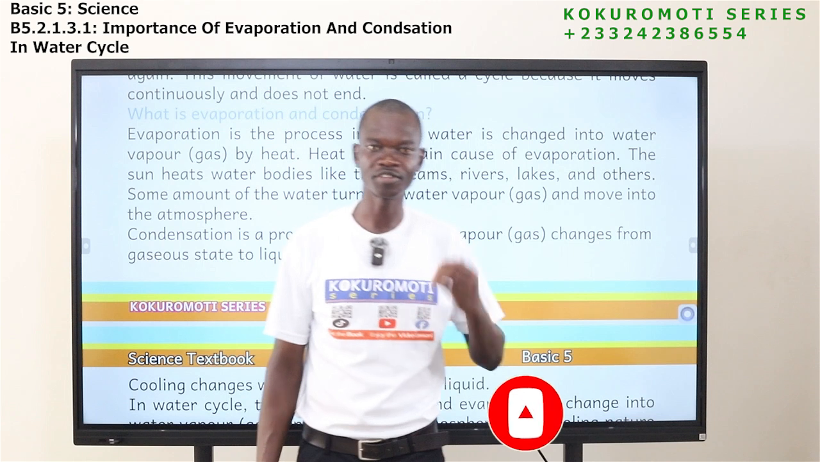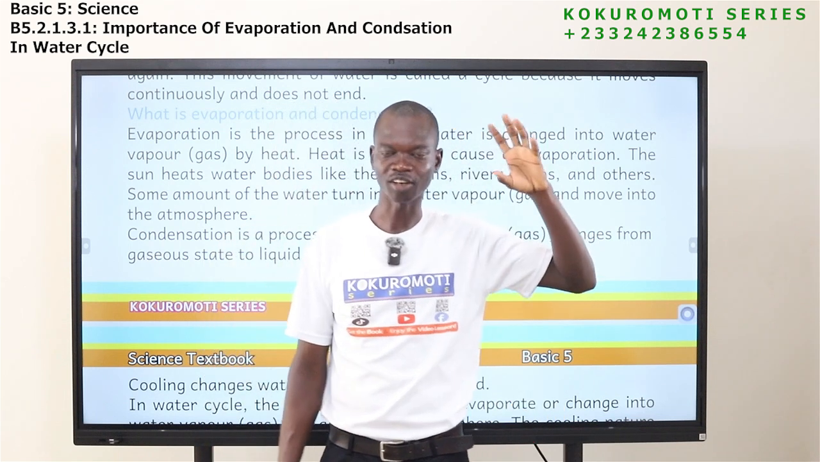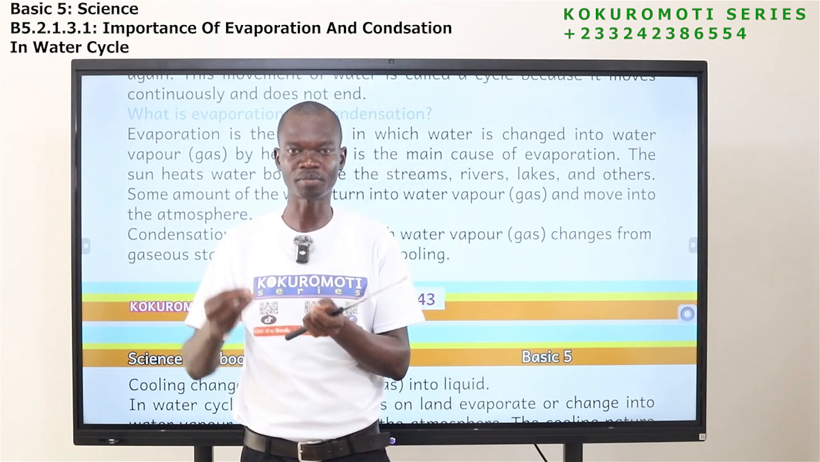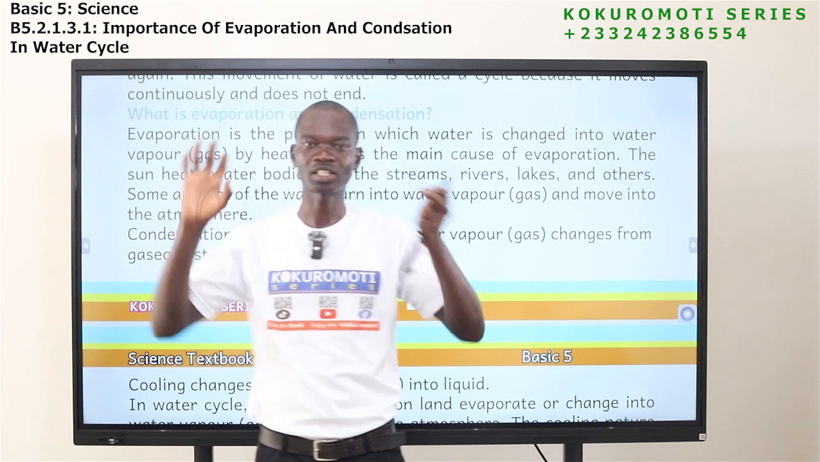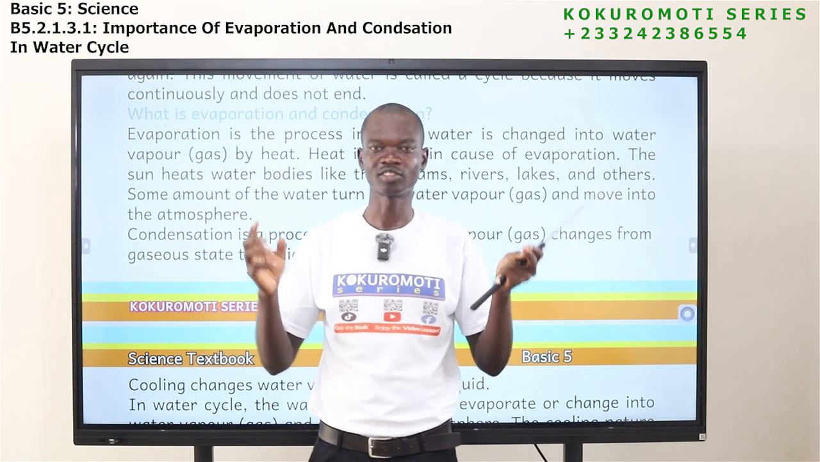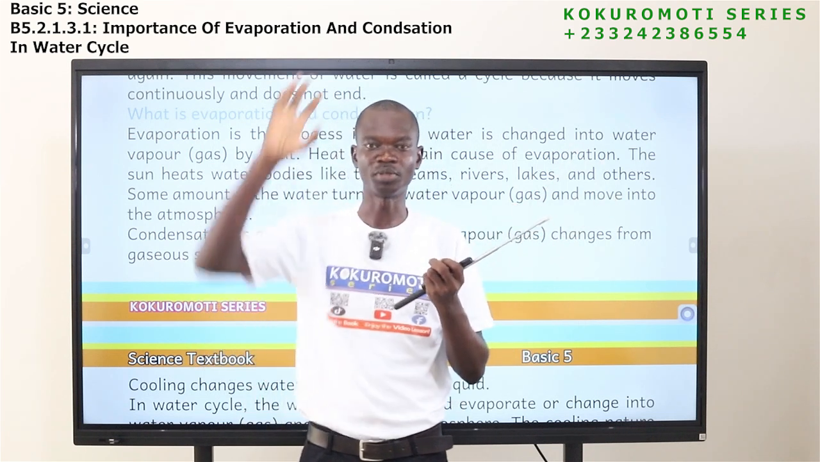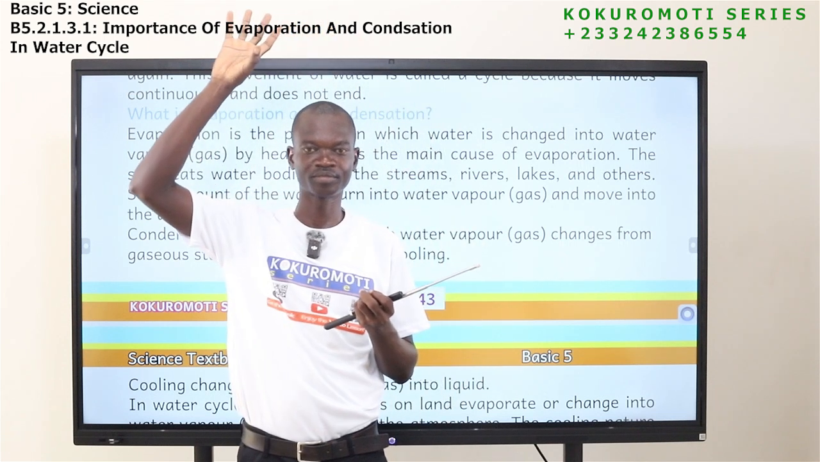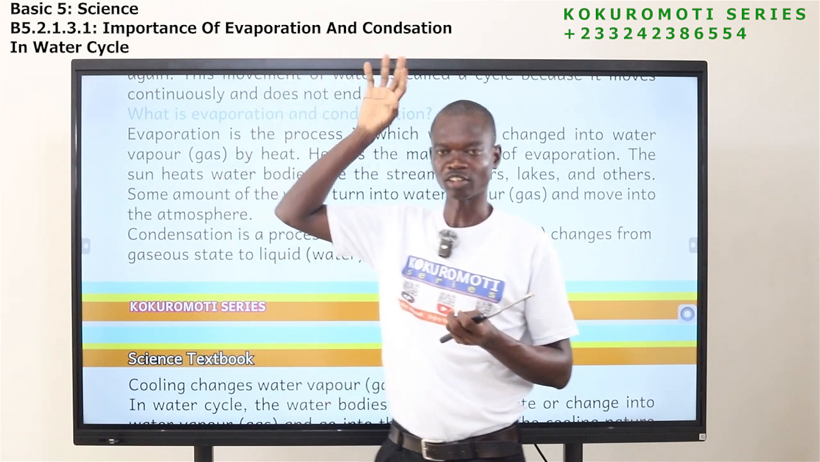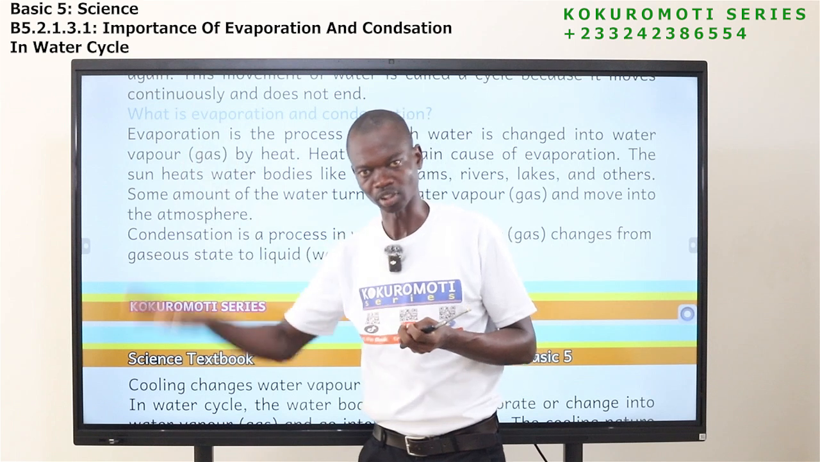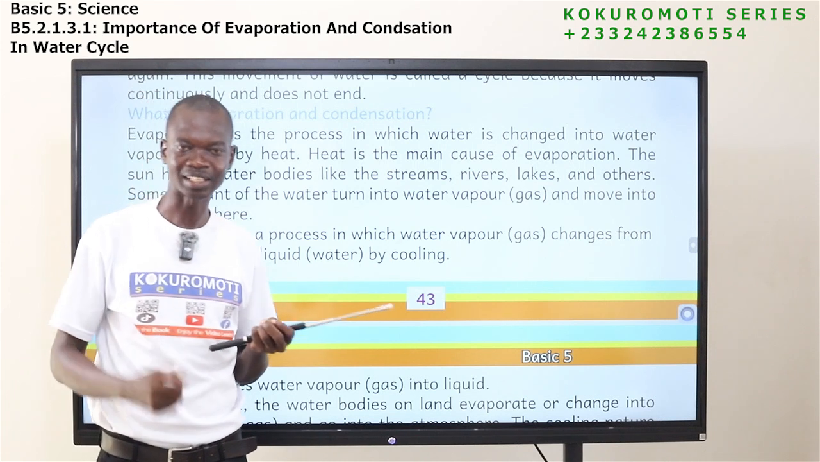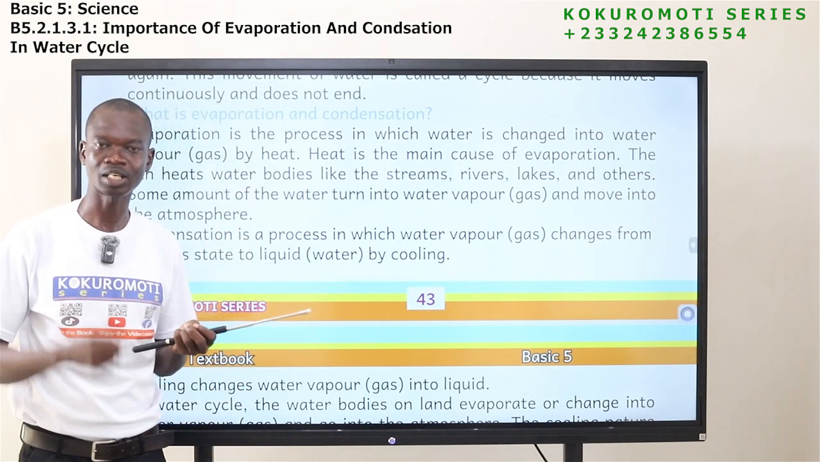So the water vapor goes there, and the nature of the atmosphere, because it is very cold, changes it from water vapor into water droplets. These water droplets will what? Will form in the atmosphere to the extent that it will become so heavy to be contained in the atmosphere. It forms the clouds. So when it becomes so heavy and it cannot be contained in the atmosphere, it has to come down. When it is coming, some come as water, some also come as snow, some also come as hail, some also come as sleet.